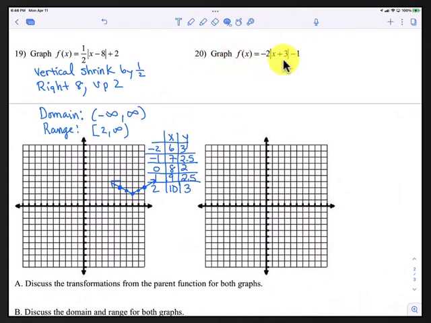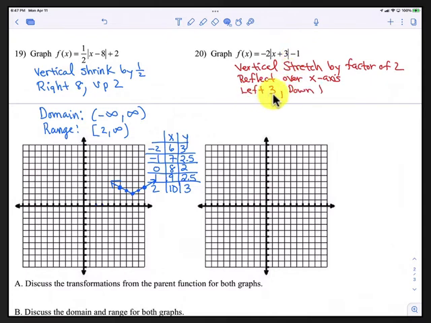And here's number 20. We have an absolute value function again. Now there is a 2 in front of the absolute value, so that 2 is going to cause a vertical stretch. So it's a vertical stretch by a factor of 2. Now the 2 is negative. What that does is reflects it over the x-axis. Now inside we have the x plus 3. That's going to move it to the left 3. And then the minus 1 is going to move it down. So it moves to the left 3 and then down 1.